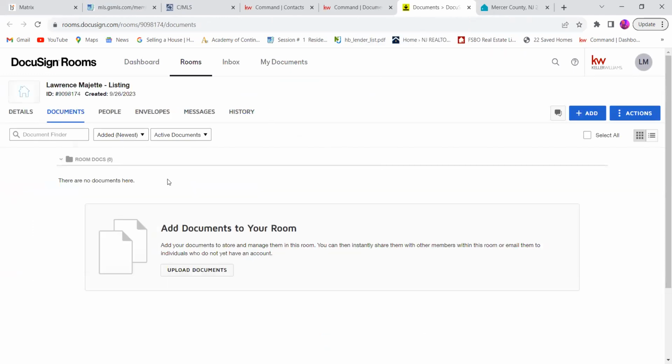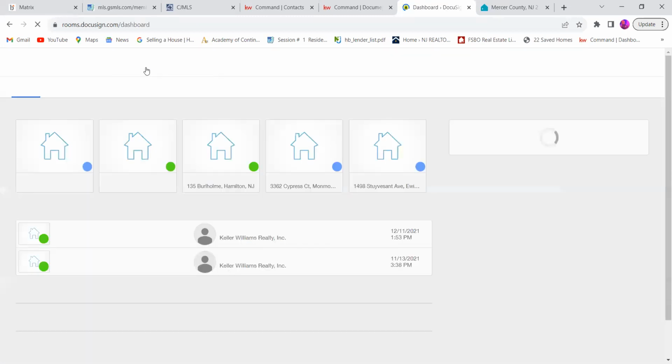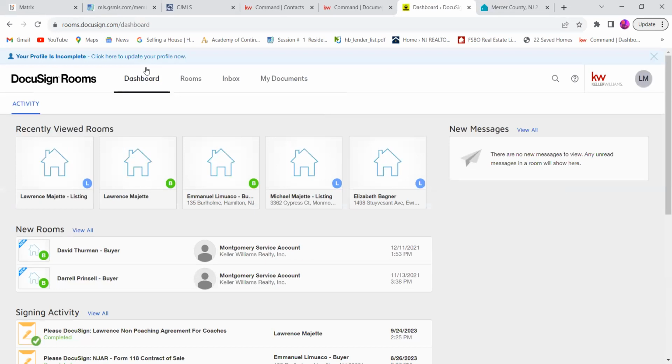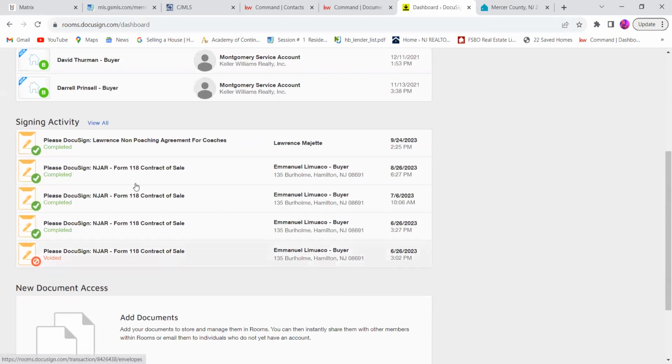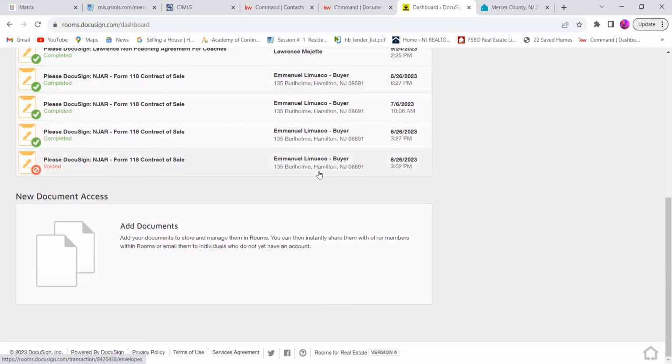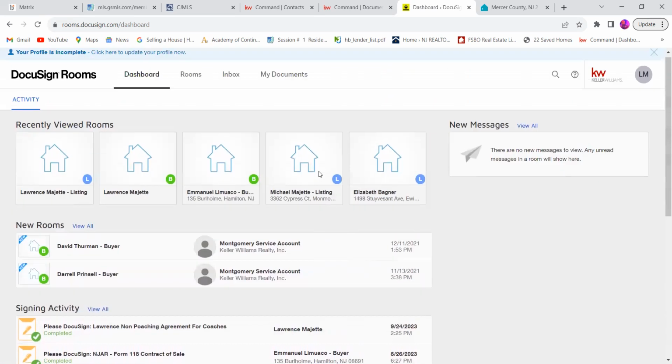All right. So now we're on DocuSign. So DocuSign is the place you're going to come to for everything that you could possibly do as far as your transactions go. You need DocuSign for everything. You can't do anything without it. So this is my dashboard. These are my recently viewed rooms. These are my listings, my buyers, listing here, a couple buyers here, new rooms, my signed activity. You can see everything that you've been doing right here on this one page.